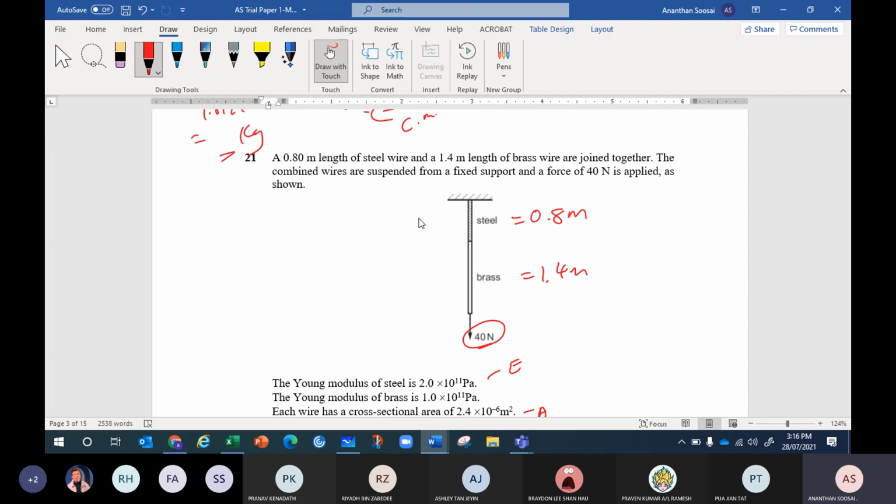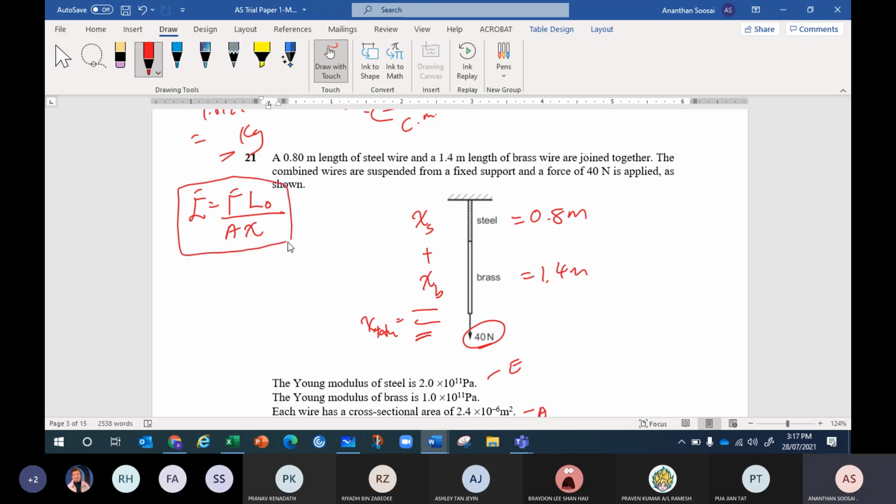Total extension means you need to find the extension of the steel plus the extension of the brass. So we need to find the extension of the steel and brass. How to find extension? Because Young modulus is given, we go for the Young modulus formula. Young modulus is force over area, divided by extension over original length, right?